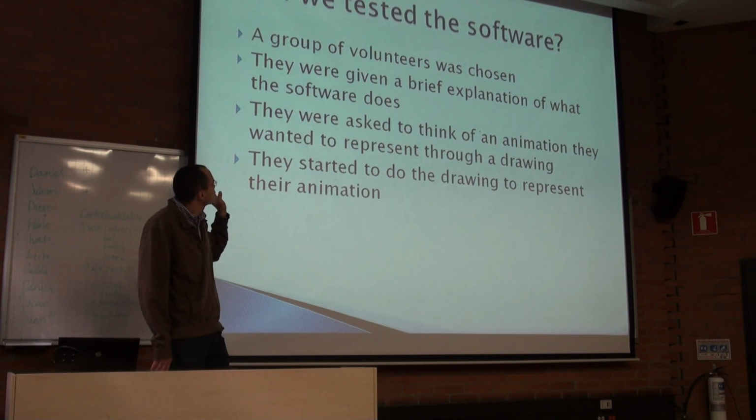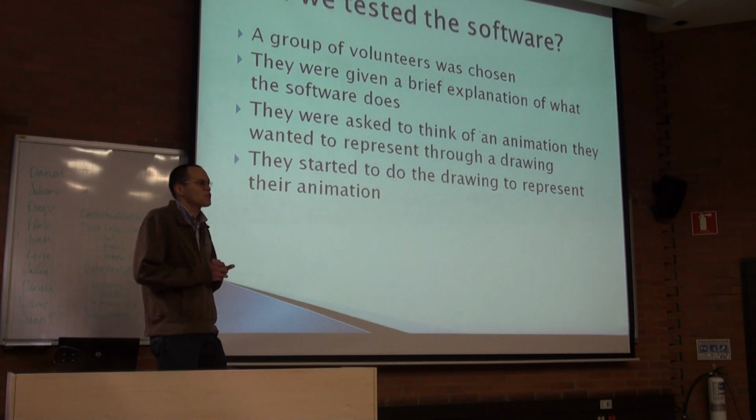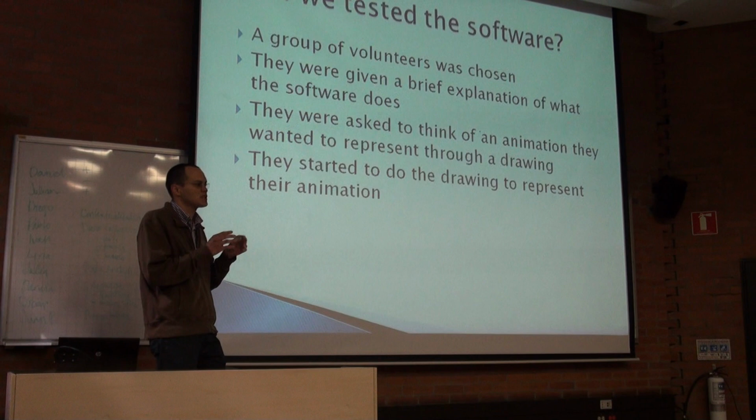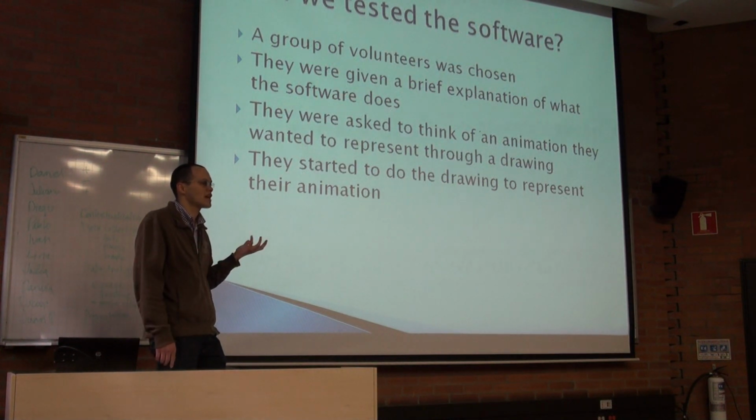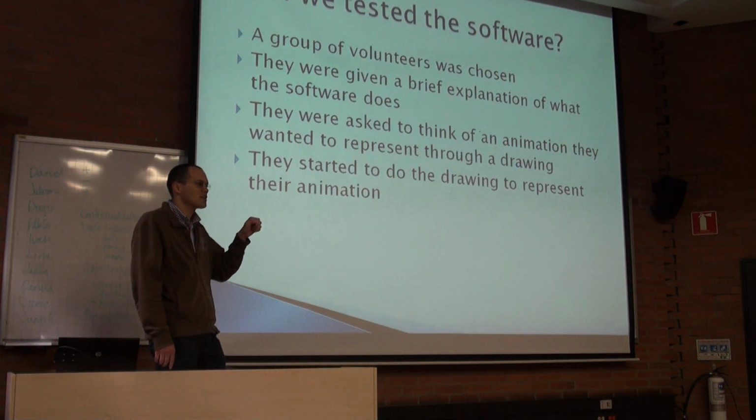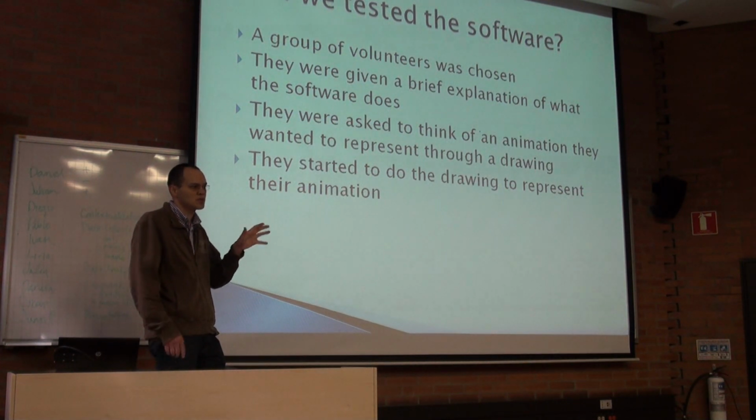But then the users were asked to think of any animation they want the software to produce. They thought of that animation and started to draw. They drew according to the constraints we set. We said, if you want to express movement, you have to draw an arrow from the actor to where you want the actor to move. If you want to express an action, you have to write the action down in uppercase and enclose it in a box, things like that.